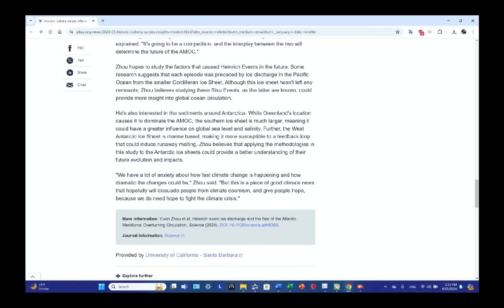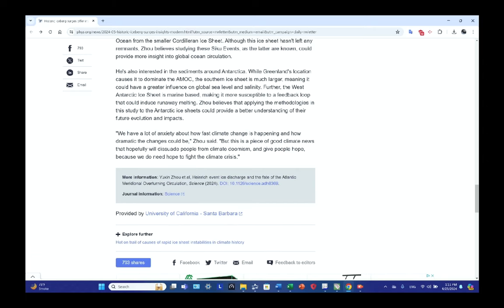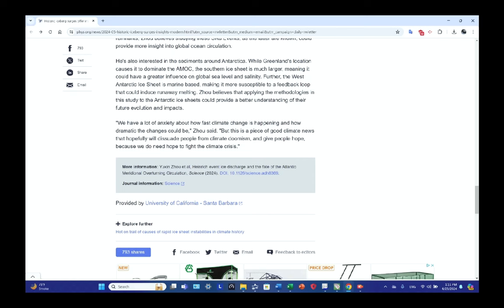So Zhao hopes to look at other factors that could cause Heinrich events in the future. Some research suggests that each episode was preceded by ice discharge in the Pacific Ocean from the smaller Cordilleran ice sheet. Although this ice sheet hasn't left any remnants, Zhao thinks studying these events could provide insight. He is also interested in sediments around Antarctica. Remember, there is deep water formation off Antarctica as well. While Greenland's location causes it to dominate AMOC, the southern ice sheet is much larger, meaning it could have a greater influence on global sea level and salinity.